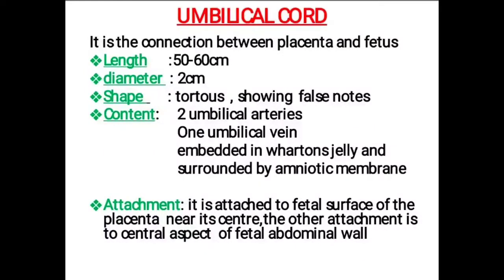Next, we will discuss the attachment. The umbilical cord is attached to the central surface of the placenta, and the other end is attached to the central aspect of the fetal abdominal wall. That is the attachment.